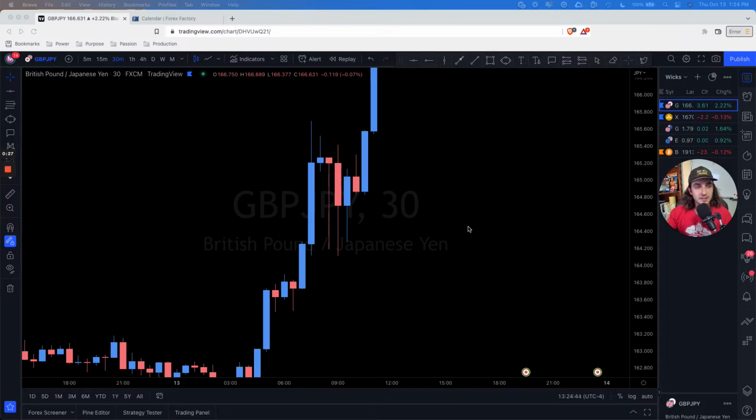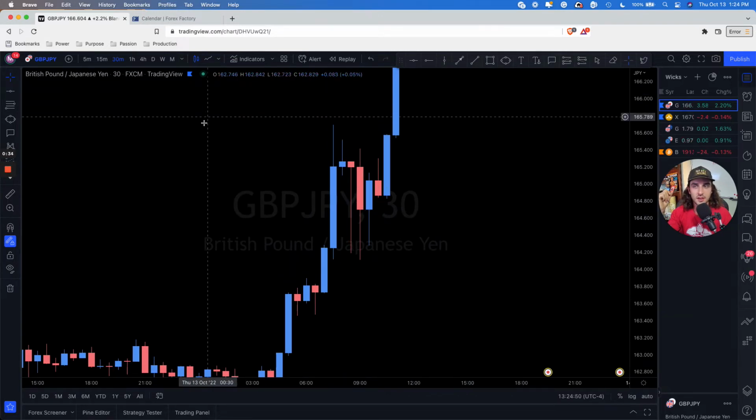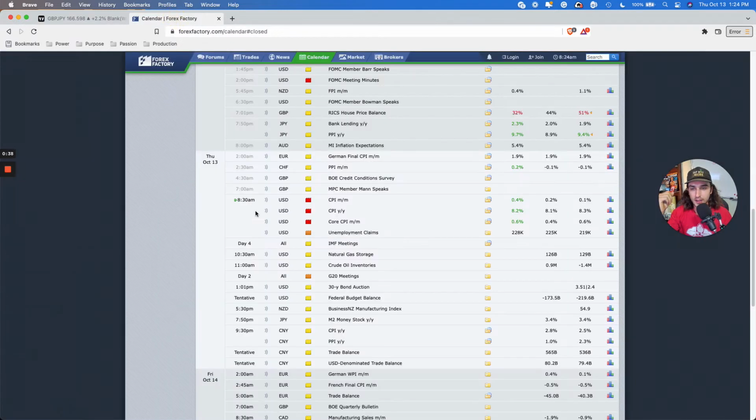But you can backtest this. You can backtest this, look for yourself, and see that this works out every single time, or I'm going to say 90% of the time. So today we had CPI news. To be honest, it doesn't even matter what is happening with the news in general.